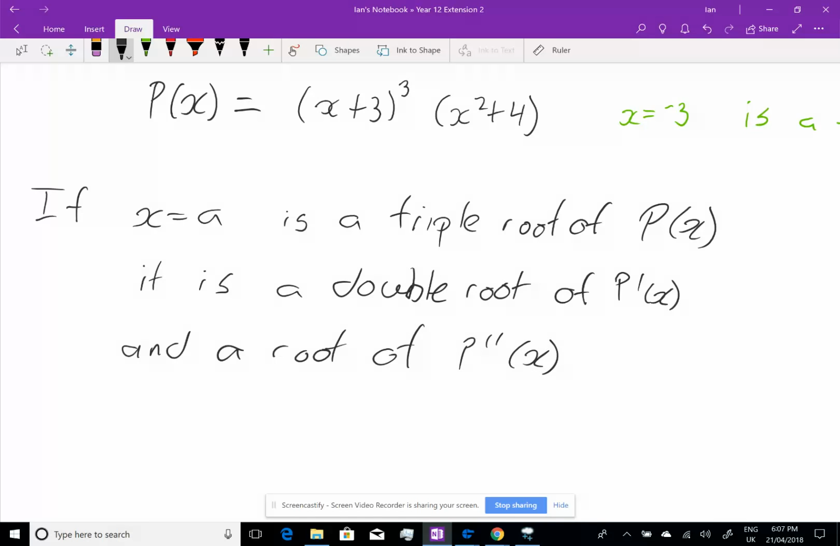And that's pretty obvious. And Patel goes on to say that you can keep going down. Like if it was a quadruple root, it'd be a quadruple root of P(x), a triple root of P'(x), a double root of P''(x), and a root of P'''(x).